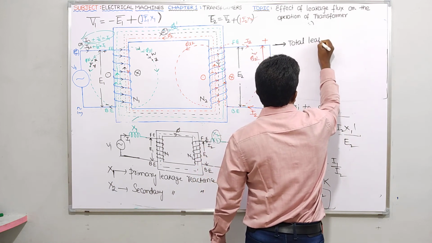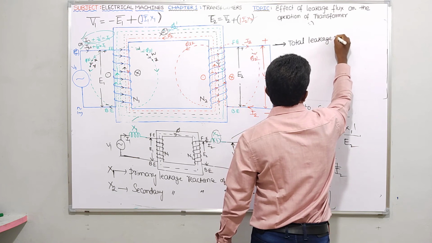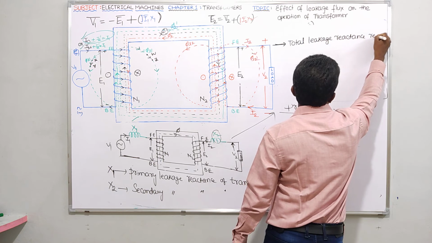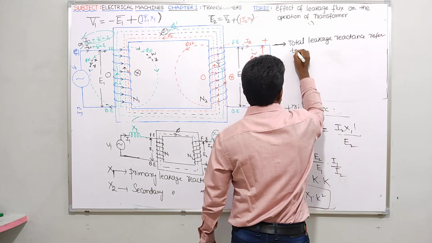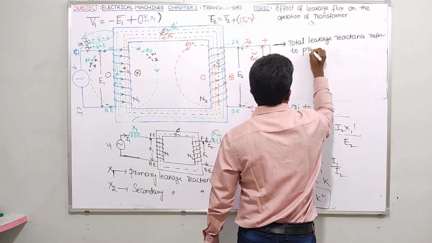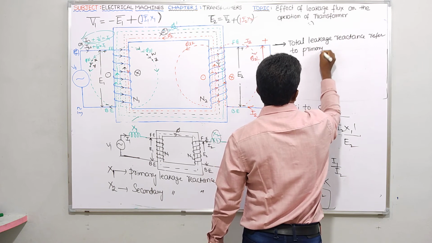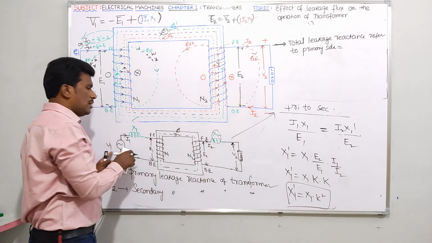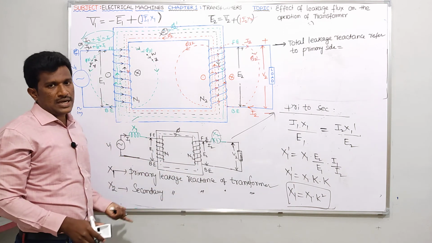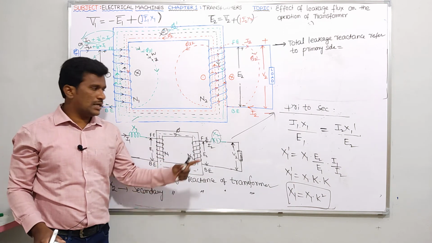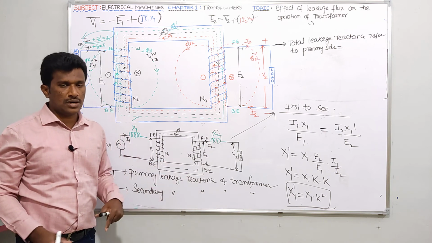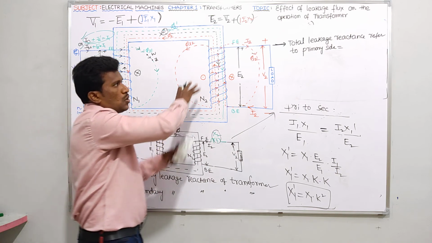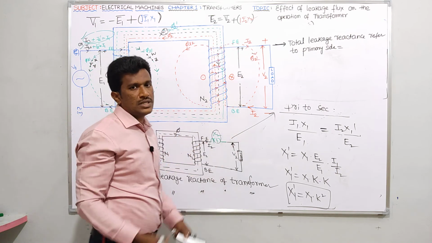Total leakage reactance. Referred to the primary side, what does it mean? You are going to write. I am asking. Without referring, if X1 is in the primary side, we call X1 the primary leakage reactance. If X2 is in the secondary side, we call X2 the secondary leakage reactance. Now I am asking, if I refer this X2 also towards the primary, what is the total leakage reactance referred to the primary side?